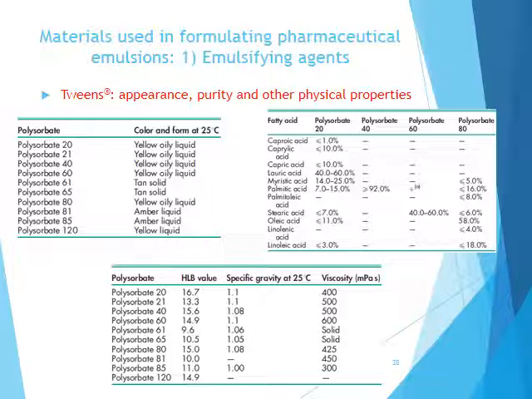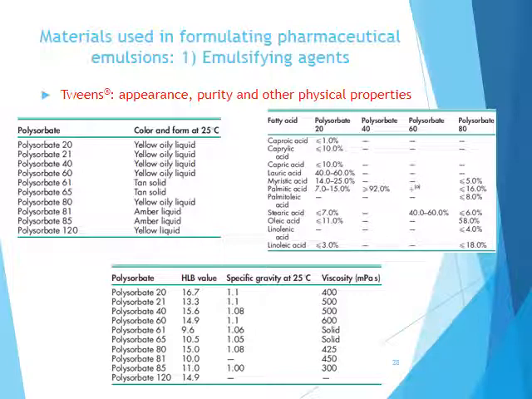For polysorbate 40, we have more than 92% of palmitic acid. For polysorbate 60, we have from 40 to 60% of stearic acid, and for polysorbate 80 we have approximately 58% of oleic acid. So according to the major fatty acid that's attached to the sorbitan, we are classifying the different types or different grades of Tweens.